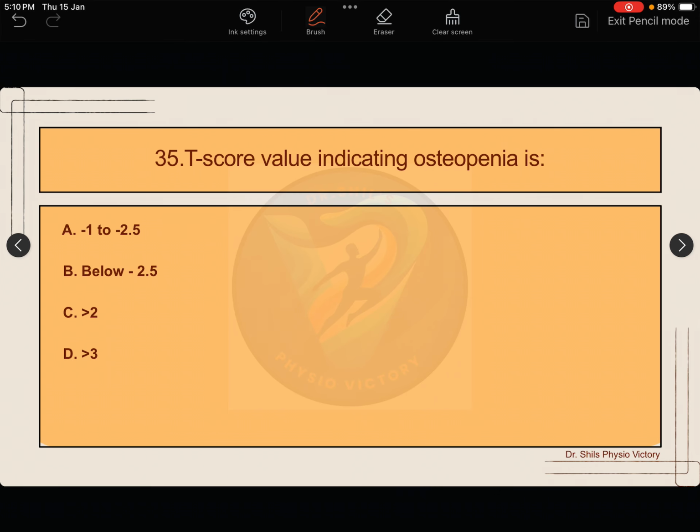Next, come to question number 35. T-score value indicating osteopenia is option A -1 to -2.5, option B below -2.5, option C greater than 2, option D greater than 3. Here the correct answer is -1 to -2.5. It indicates osteopenia in DEXA scan. Below -2.5 to -4.5 indicates osteoporosis.